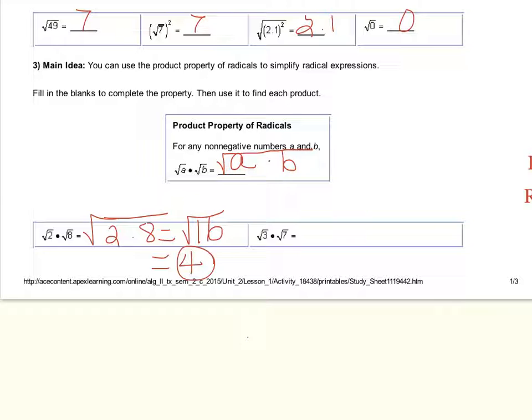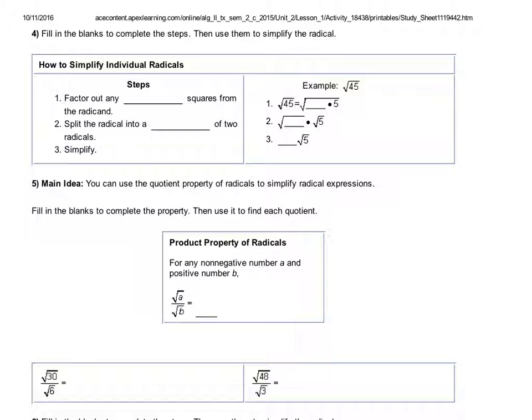Okay? And the square root of 3 times the square root of 7. If you want to try it yourself, go ahead and hit pause. But the square root of 3 times the square root of 7 is going to be the same as the square root of 3 times 7. So 3 times 7 simplified is 21. In this case, because there are no perfect squares that I can pull from 21, your answer is just going to be the square root of 21. And that's it. All right. Let's move on.